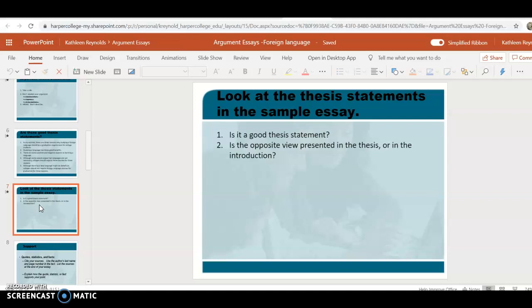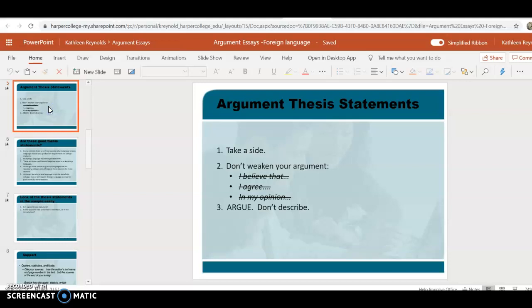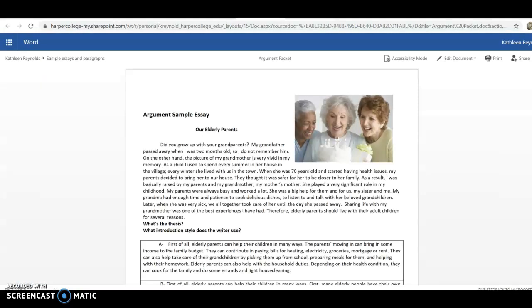Okay, so in the last video we talked about thesis statements and some of the things they needed to have, like take a side, don't weaken your argument, and argue, don't describe. So when we look over at the sample essay that we read, the one about our elderly parents, it started with the thesis, which is the last sentence: therefore, elderly parents should live with their adult children for several reasons.